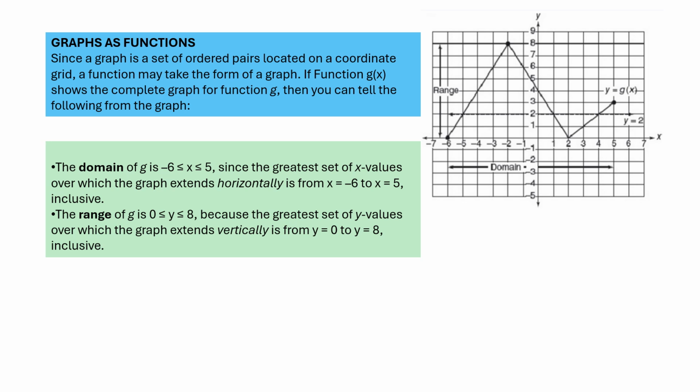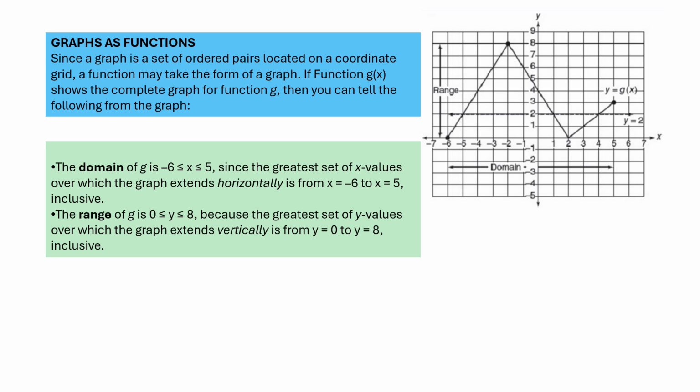The domain: as you see, the graph starts from the left at -6 and ends at 5. So the domain will be x greater than or equal to -6 and less than or equal to 5. Since the greatest set of x values over which the graph extends horizontally is from x equal -6 to x equal 5 inclusive, this is the domain.